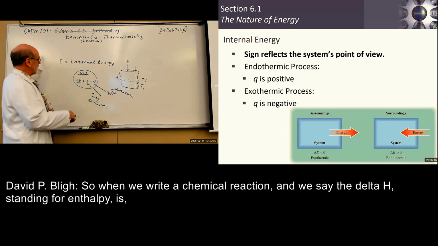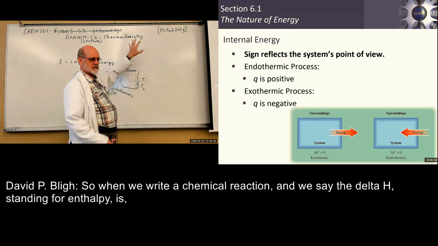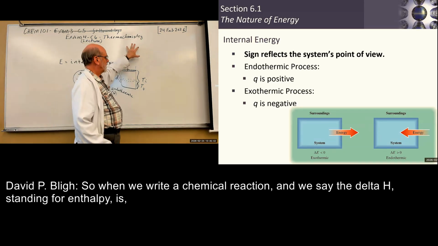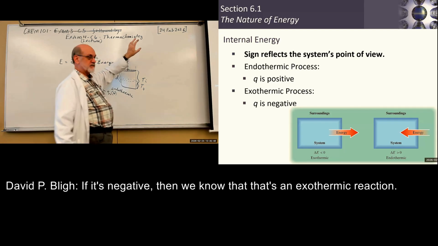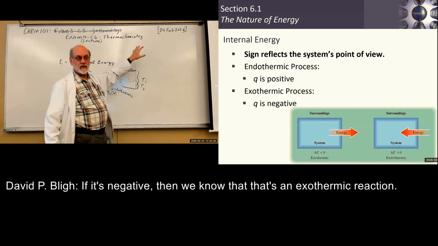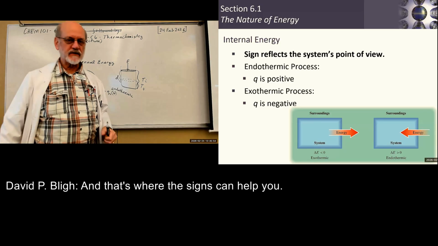So when we write a chemical reaction and we say the delta H, standing for enthalpy, is like 375 kilojoules per mole. If it's negative, then we know that that's an exothermic reaction. And that's where the signs can help you.